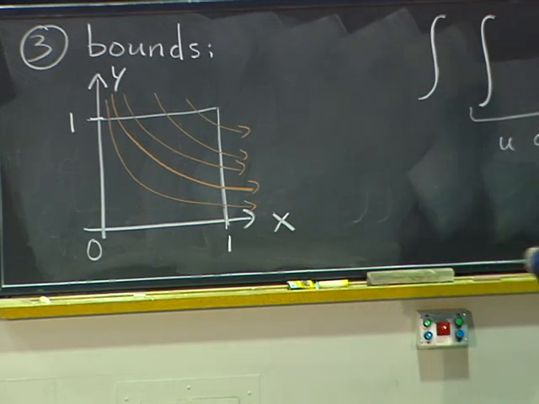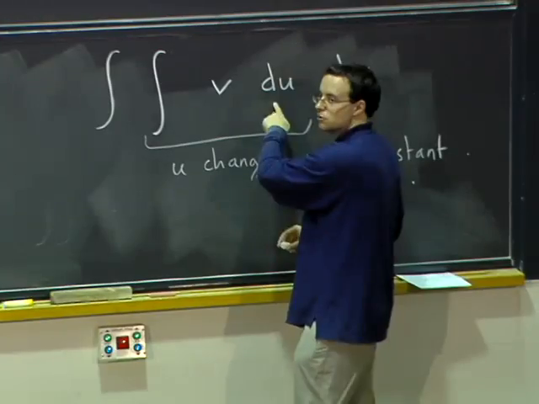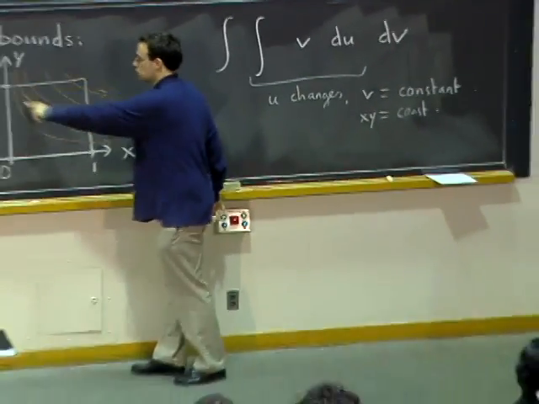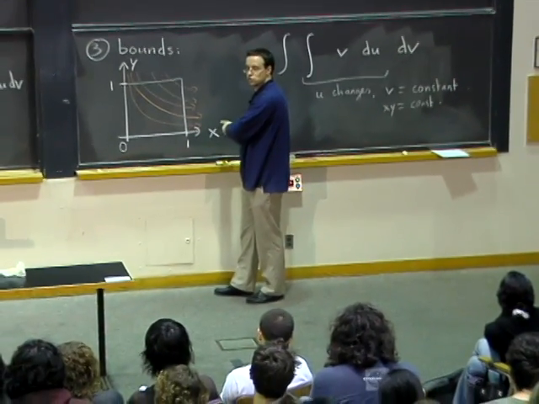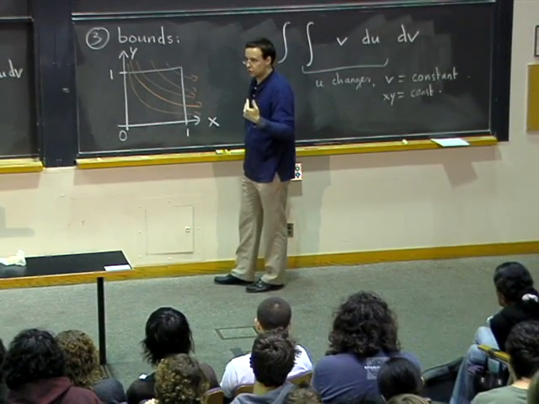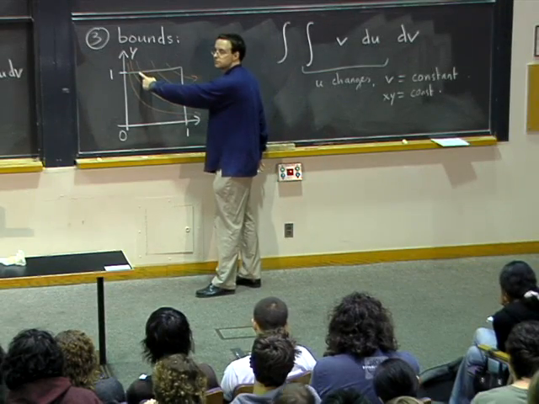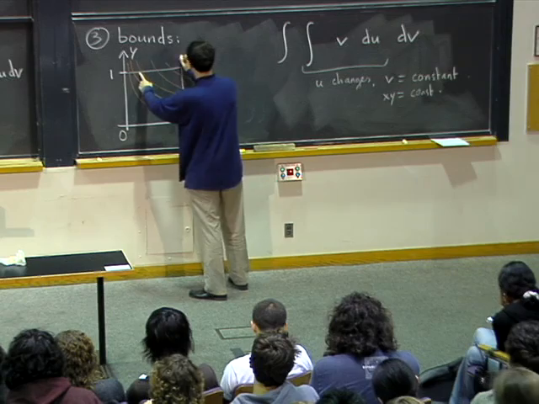Now, the question we must answer here is, for a given value of v, what are the bounds for u? So I'm traveling on my curve v equals constant and trying to figure out, when do I enter my region? When do I leave it? Well, I enter it when I go through this side. So the question is, what's the value of u here?